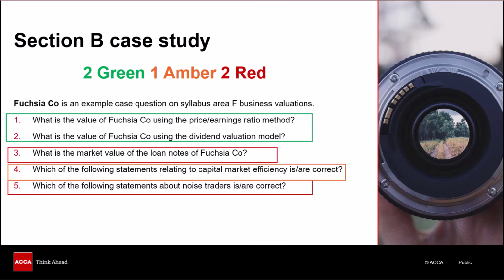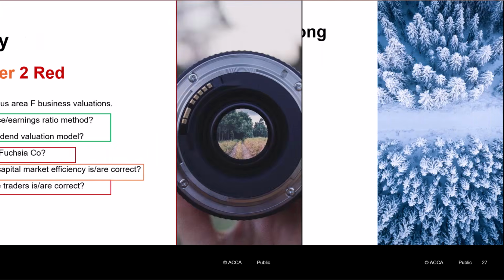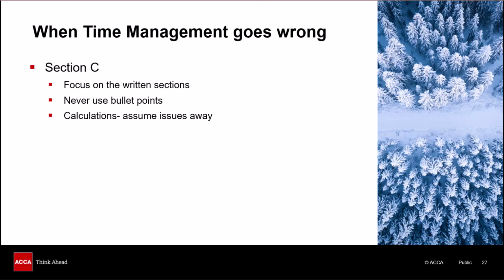You need 6 marks out of the 10. And so going for those red marks is not the best use of your time. Now, what do you do when time management goes wrong and you've left section C till last? Well, I would recommend focusing on the written sections first, because this is where you're going to gain the most number of marks for the time.